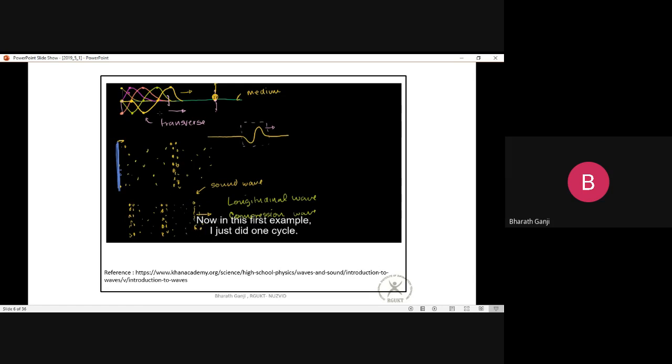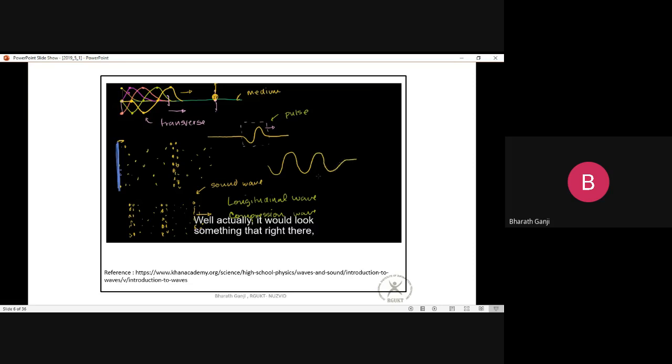Now, in this first example, I just did one cycle. I just jerked up, down, and back again, and I created this one disturbance. When you just do it once, you can view this as a wave pulse. If I kept doing that periodically over and over again, then I would generate a periodic wave, and my string would look something like this.